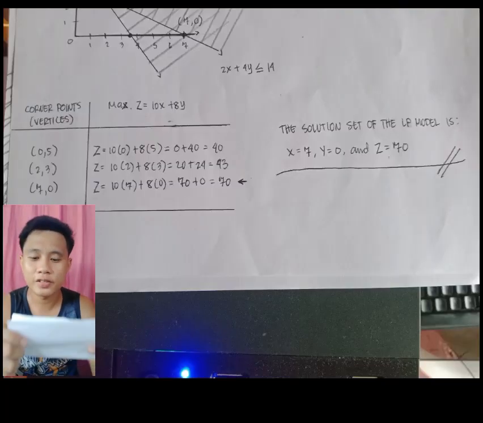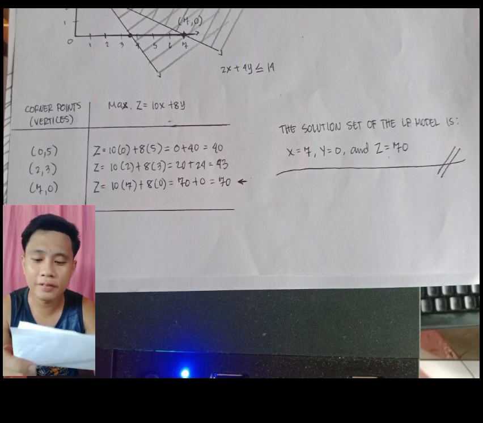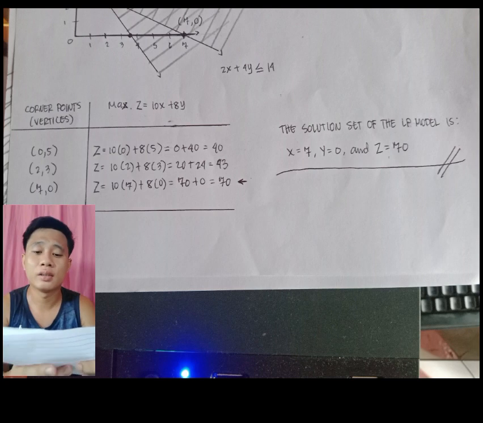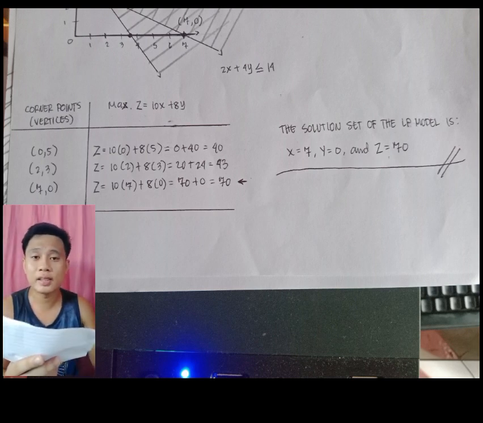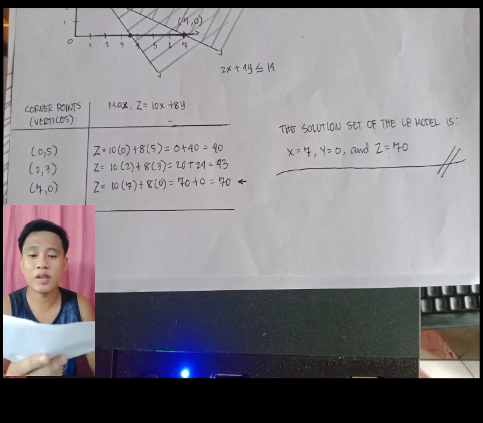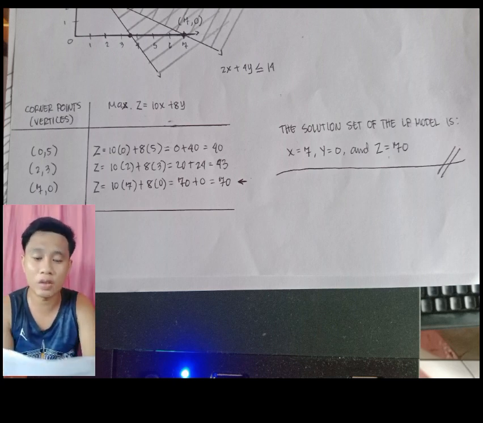So next reporter, please continue the last part of number 1, getting the solution set of the LP model. So please proceed. So the corner points, vertices are (0, 5), (2, 3), and (7, 0). Maximum z equals 10x plus 8y. So z equals 10 times 0 plus 8 times 5. So 0 plus 40 equals 40.